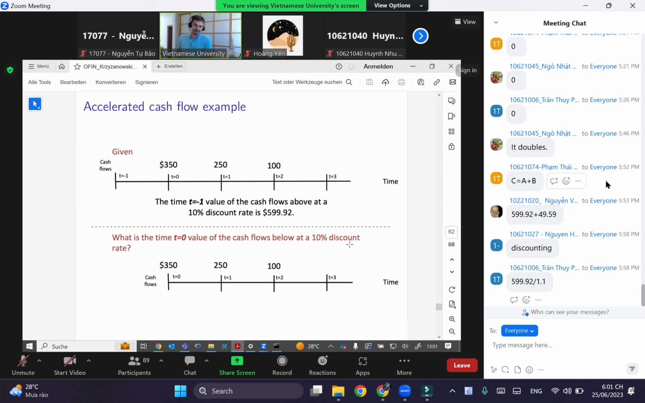And by analogy, the same thing holds when it comes to accelerated cash flows. So suppose initially you would get the stream of cash flow at T equals 0, meaning you would start getting the 350 at t equals 0, the 250 at t equal 1, and the 100 at period t2. The t minus 1 value of this cash flow would again be 599.92.